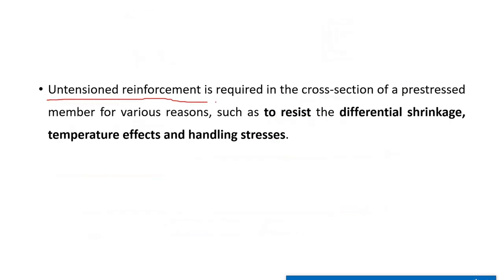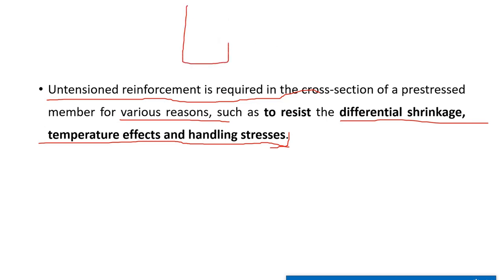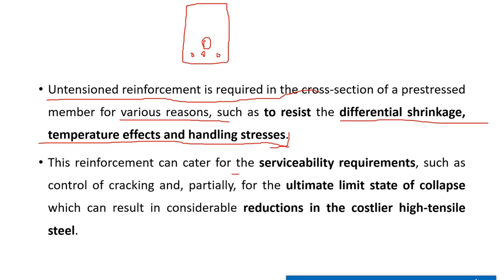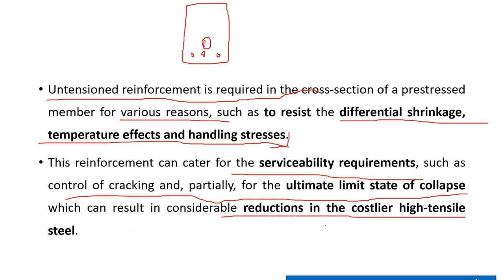Usually untensioned reinforcement is required in the cross section of a prestressed member for different reasons, such as to resist differential shrinkage, temperature effects and handling stresses. So in order to take care of these things, we usually provide additional reinforcement in prestressed concrete structures, more than the tension steel. That is, conventional or untensioned reinforcement will usually be provided. And this reinforcement can cater for the serviceability requirements such as the control of cracking and partially for the ultimate limit state of collapse. So that is what I mentioned in the previous slide.